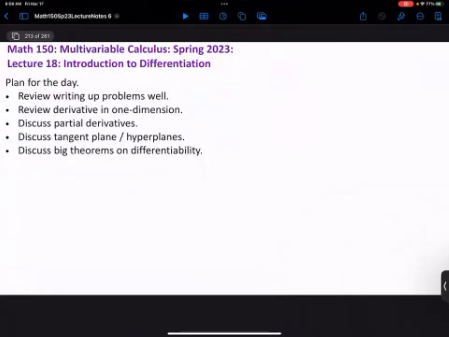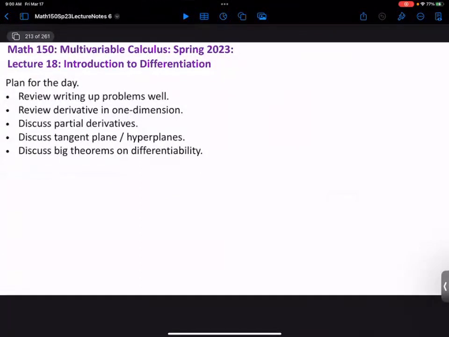This is lecture 18. So the new content today is going to be discussing how we're going to do differentiation of functions of several variables. We touched on this already a little bit. We've already seen one application of this when we were discussing regression or the method of least squares.